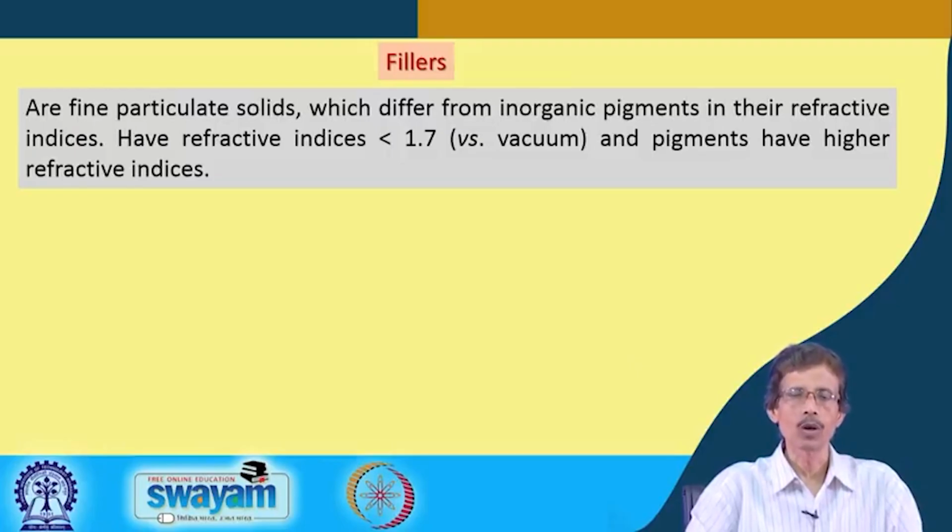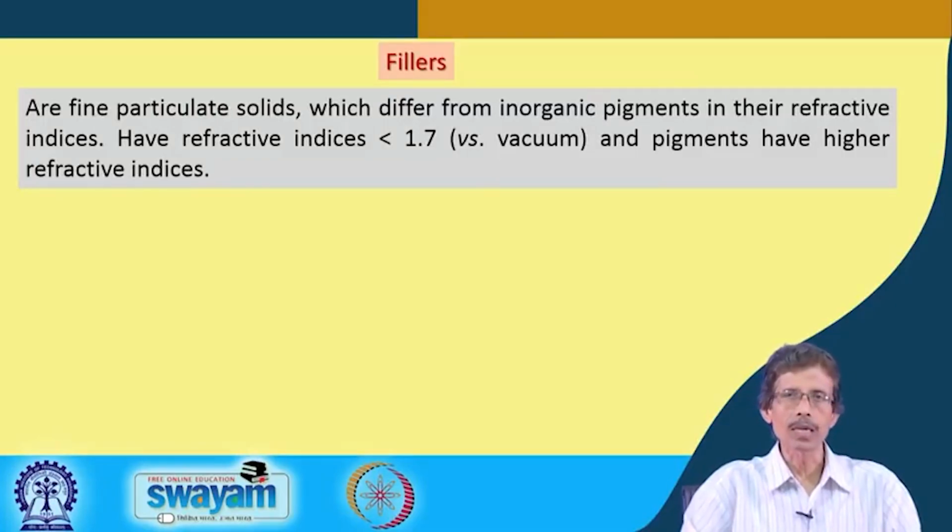because in today's class we will also discuss the different types of inorganic pigments and how we define them, which are industrially very important, and we produce a large amount of those pigments in industry. They are different from the fillers in terms of the refractive index. If the refractive index is less than 1.7 versus vacuum, that is a filler; pigments have higher refractive indices, that means they have higher scattering power.